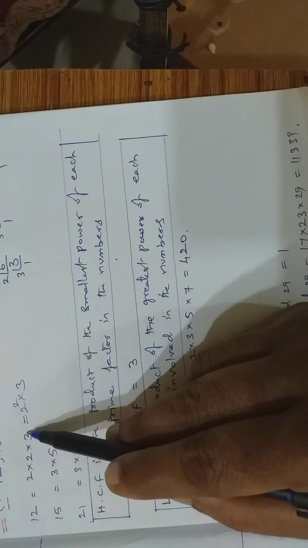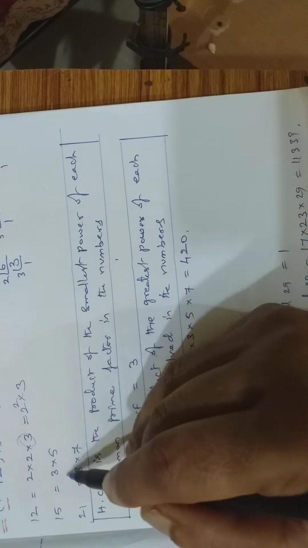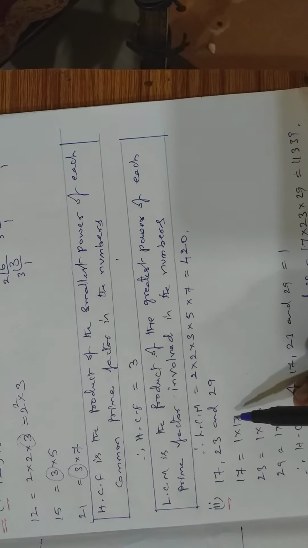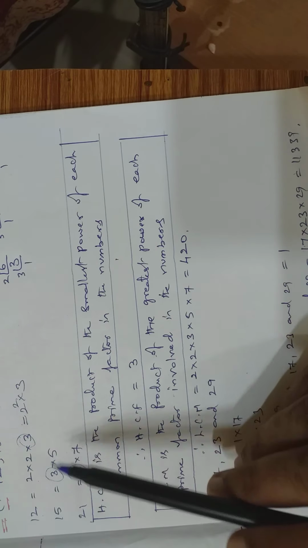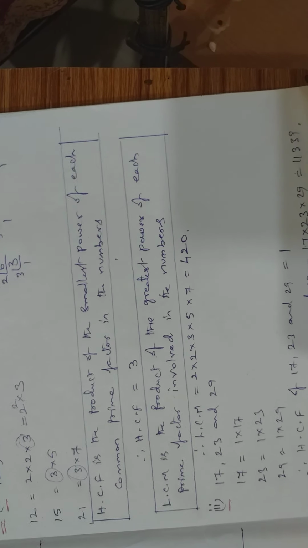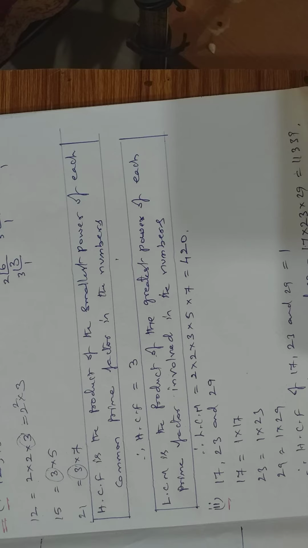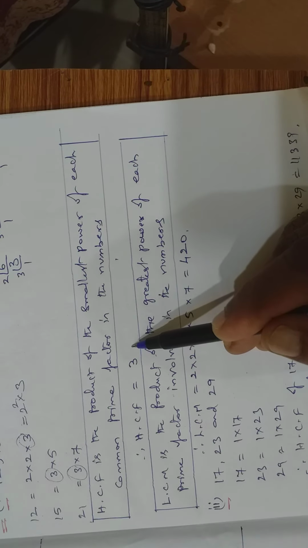So among these three numbers in the prime factorization, what is the common factor? 3. And the smallest power, we can't check which one is smaller, as there are no powers for 3, all are 1. So we can't check the smallest power of 3's. So we have to take the HCF as 3 only directly.